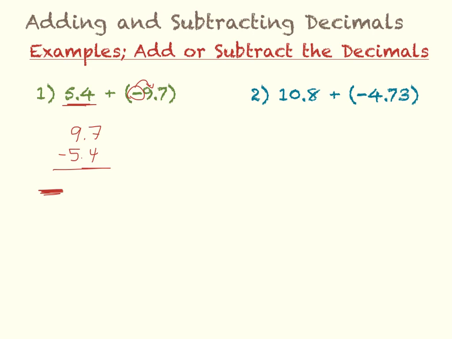So then make sure that when you're adding and subtracting decimals, you line up those decimal places. So 7 minus 4 is 3. 9 minus 5 is 4. So the answer is negative 4.3.